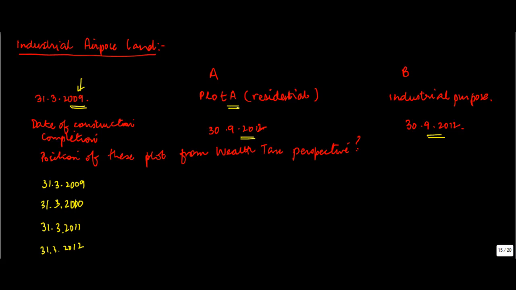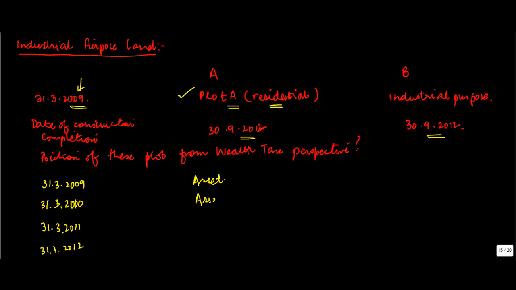Now, insofar as plot A is concerned, it is to be used for residential purposes, right? And we know that an urban land which is to be used for residential purposes is an asset for wealth tax purposes, right? So assuming that land is an asset, it would fall within the definition of asset. Okay.